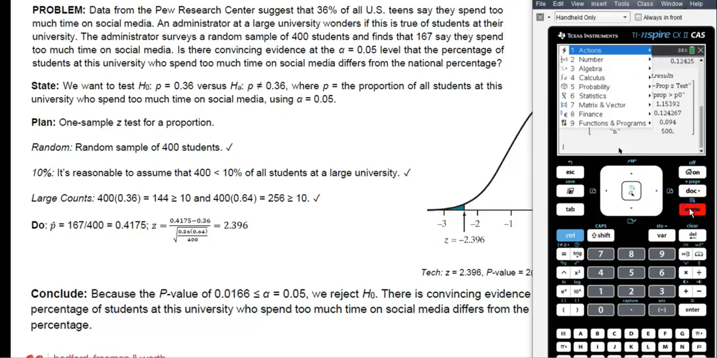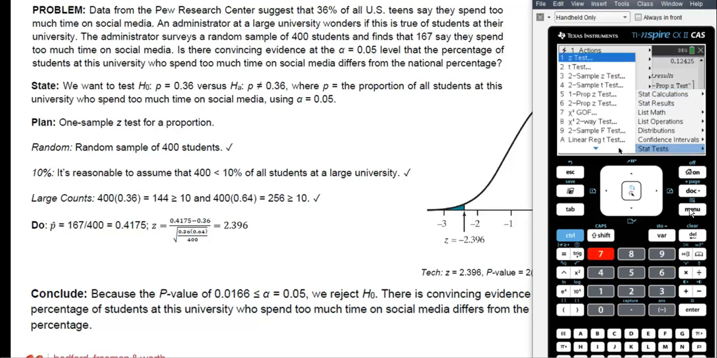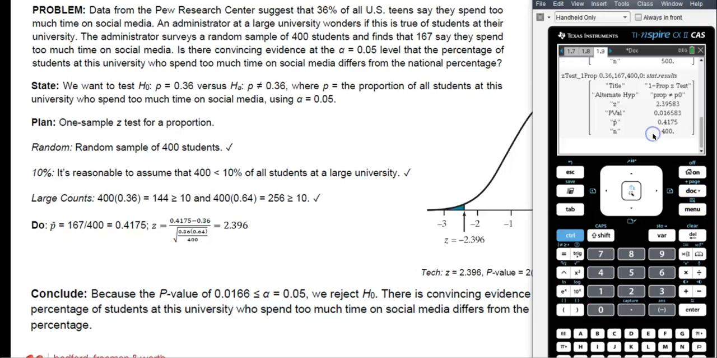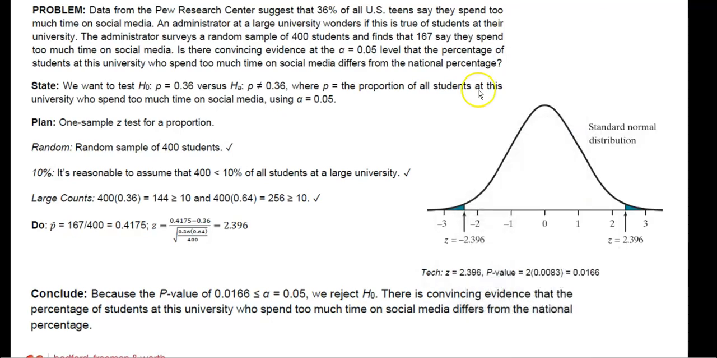So you'd go menu, 6, 7, 5, I believe. So the null is 0.36. Number of successes, it was 167 out of 400, I believe. And not equal to is the default, which is what it was. And so we should get the same values they did. You want to make sure to say the z value, 2.396, and the p-value is 0.0166 if you round it there.